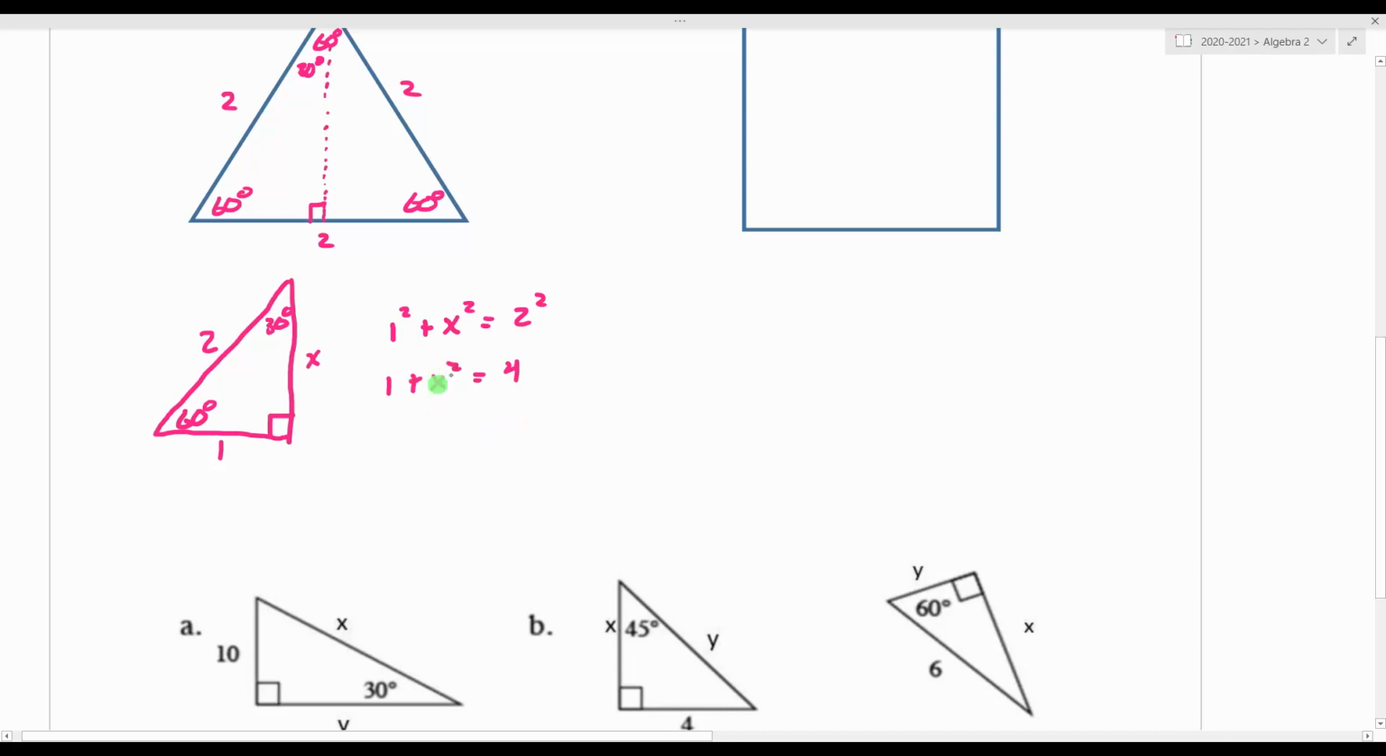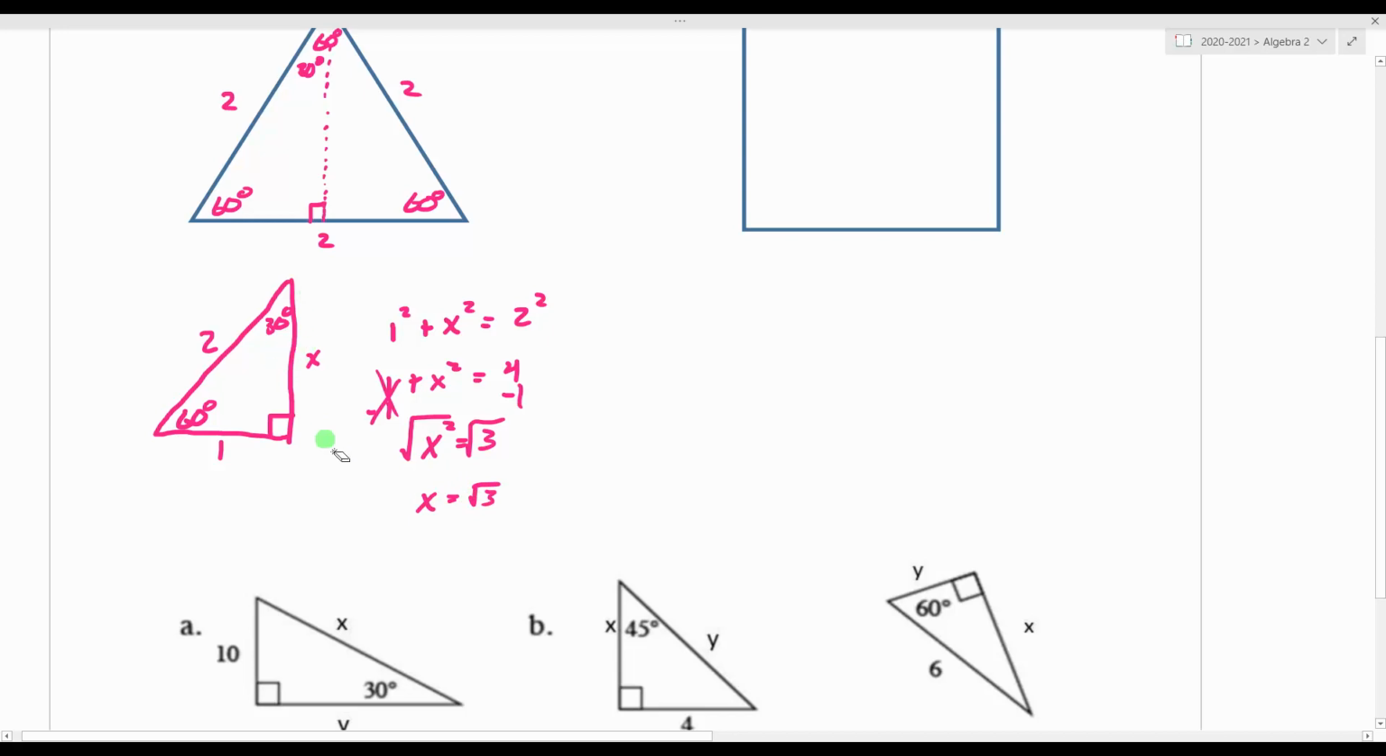Again, my goal here is to solve for x. I want to figure out what this side of the triangle is, so I'm going to subtract 1 from both sides, and the 1's cancel, so we get x squared equals 3. To finish this off, I'm going to square root both sides. So we get x equals root 3.